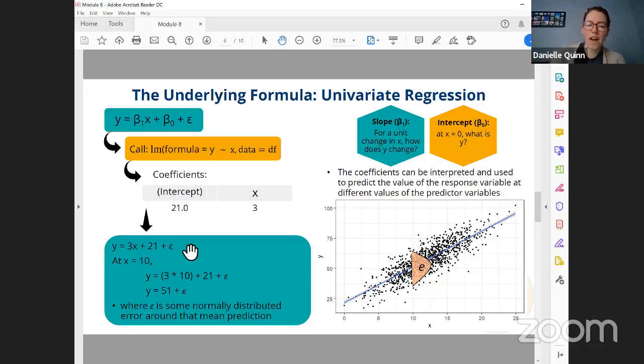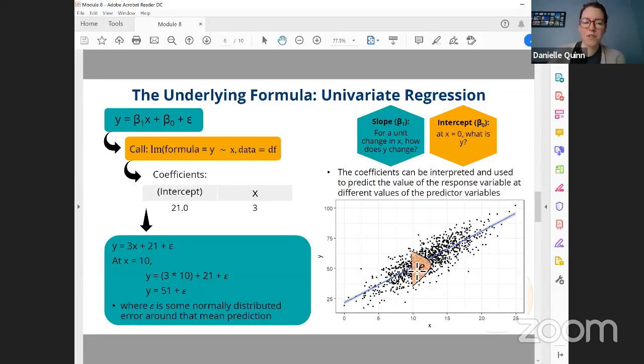So we could say, all right, y is going to be about 3 times x plus 21, and then there's going to be some error around that prediction. So for example, when x equals 10, we can go through this formula and we can say that y is going to be about 51. So you can see that on this plot. When x equals 10, y is predicted to be about 51 plus some error.